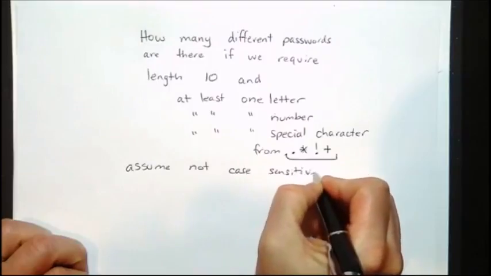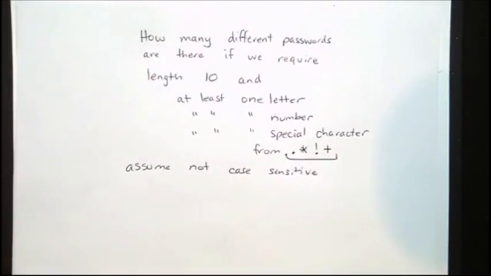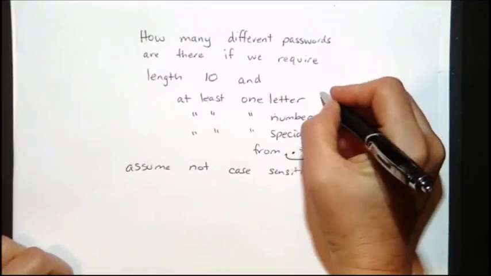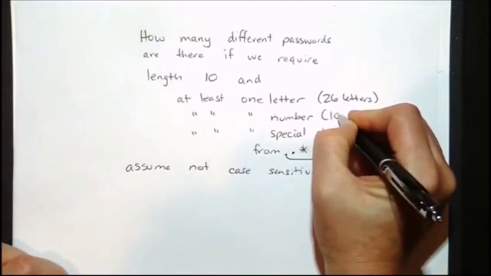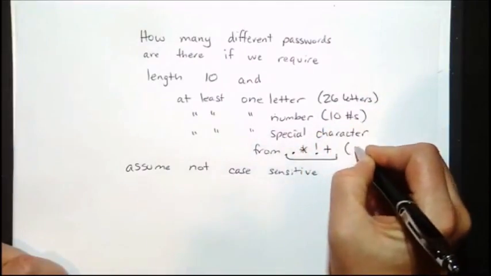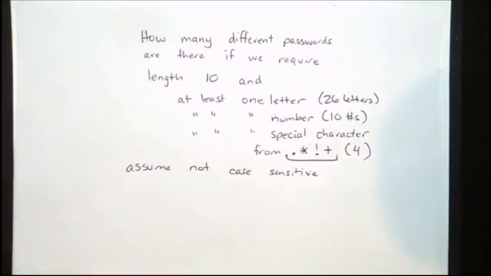And I had a clever suggestion up here. Let's assume that our keyboard only has one letter that works. We're not going to do that. We're going to say there's 26 letters, there's going to be 10 numbers, and we have 4 of these special characters. Okay, now, how do we start to solve this problem?